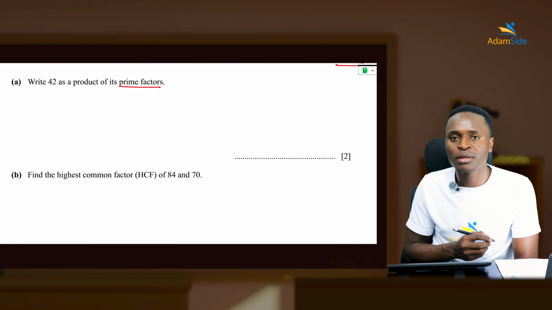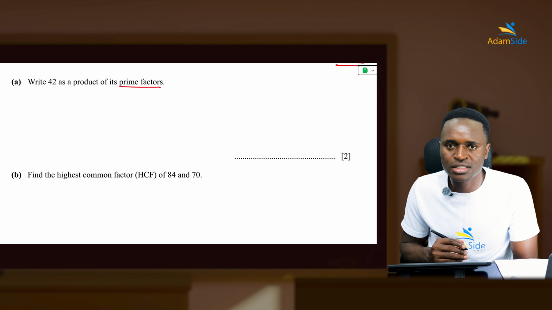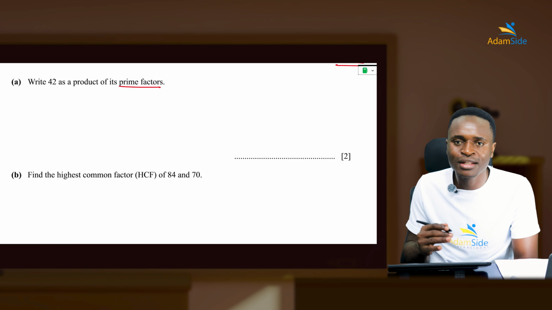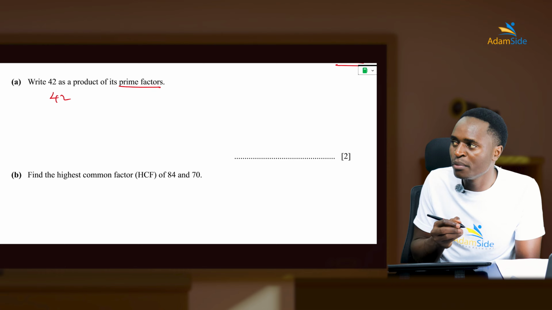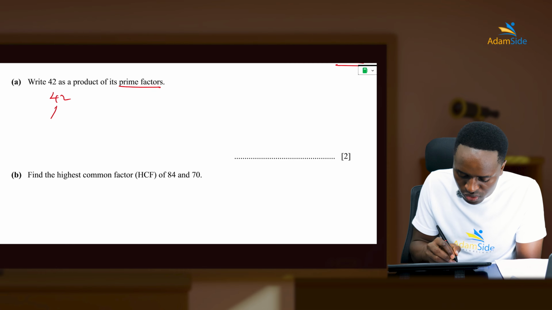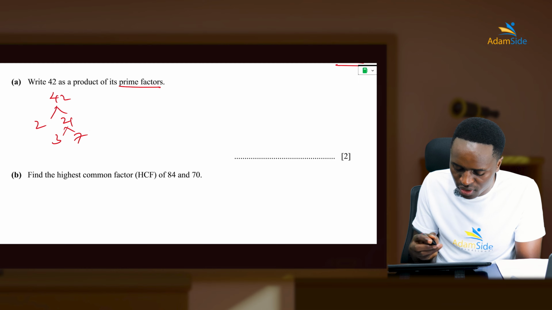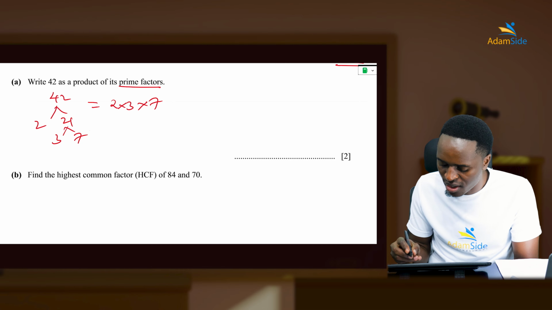Number 8, write 42 as a product of its prime factors. 42 as a product of its prime factors. What are prime numbers? These are numbers that are divisible by 1 and itself only. Therefore, use the least prime number, which is 2. So 2 into 42 is 21. Then 3, 7. So the number is 2 times 3 times 7. Wow. So you write 2 times 3 times 7.